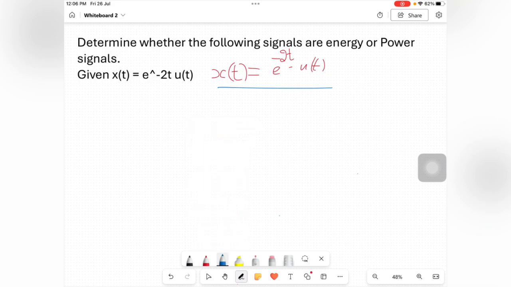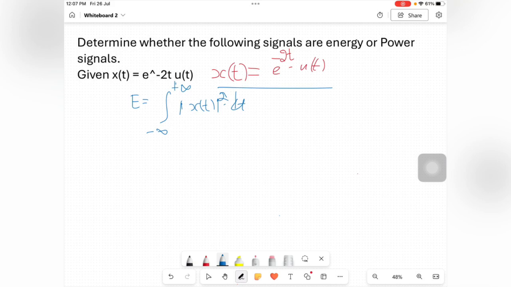I am writing the formula for energy signal. Energy is given by E equal to the integral from minus infinity to plus infinity of mod of x of t whole square into dt. This is the energy signal.